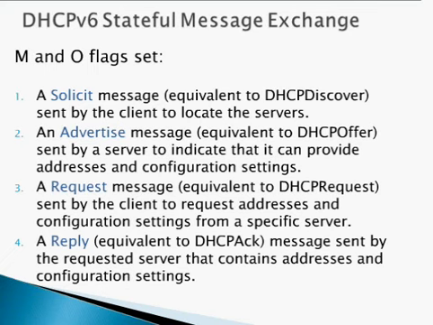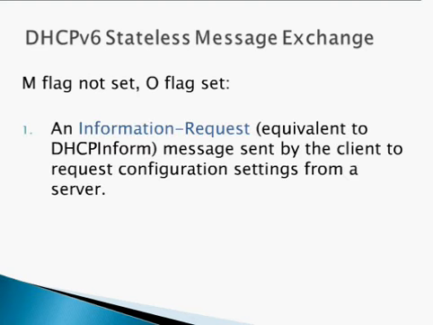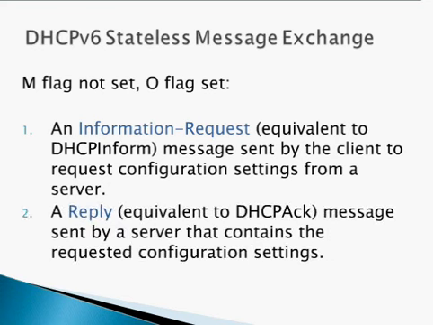Now for stateless, here's where the M flag is cleared and the O flag is set. We just want configuration parameters, so we send a multicast information request. This is equivalent to the DHCP inform. Hey, I want these, give me these DHCPv6 options, and then the reply, once again, provides those options.